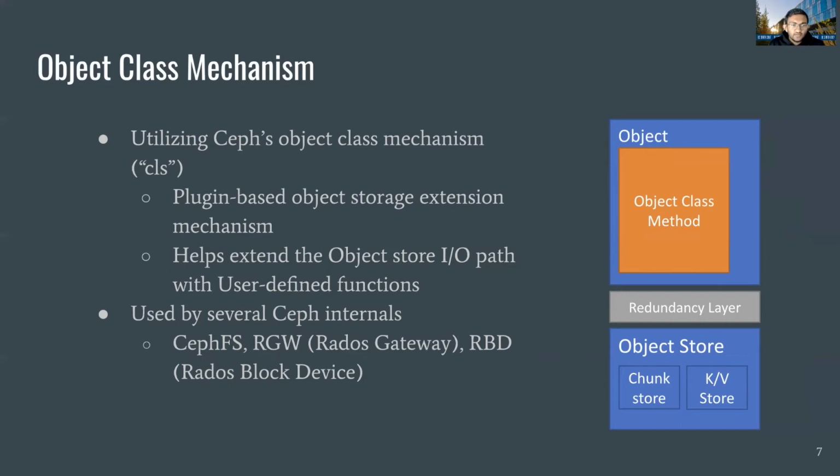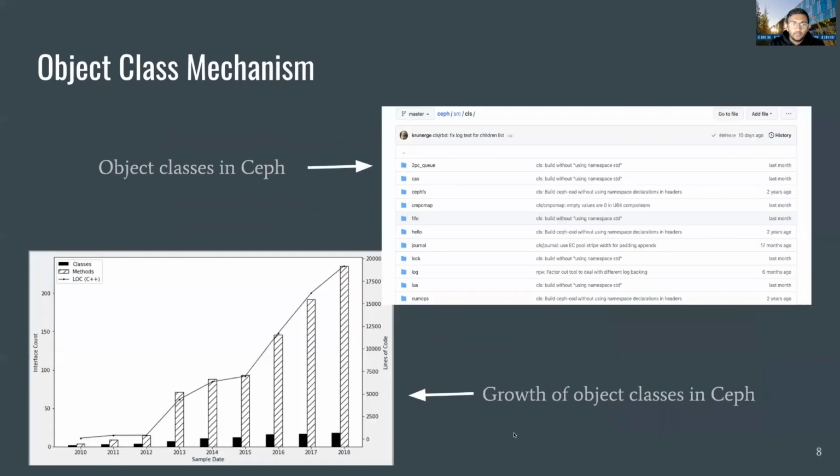The object class mechanism is actually used by a lot of Ceph internals, such as the Ceph file system interface, the Rados gateway S3 interface, and the Rados block device. The object class mechanism in Ceph is quite popular and is already used by a lot of Ceph components. And this graph shows that over the years, the use of the object class SDK has kept growing in the Ceph ecosystem.